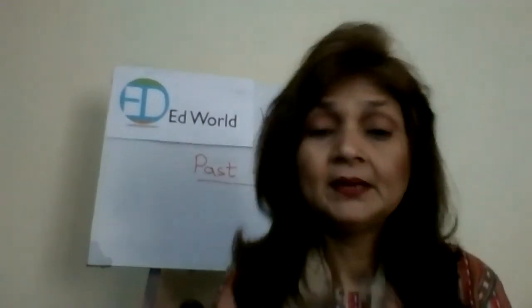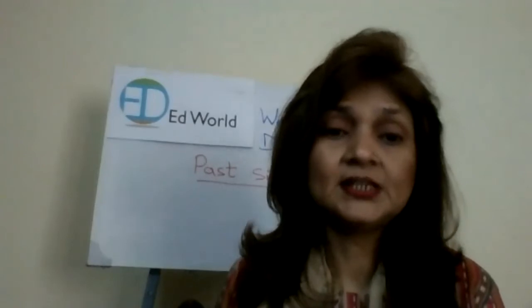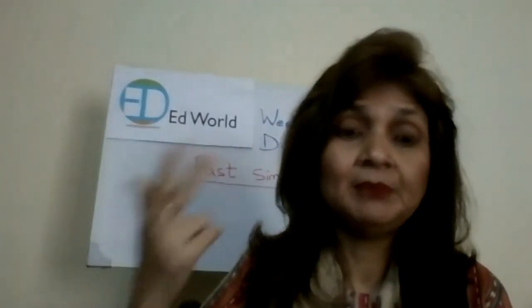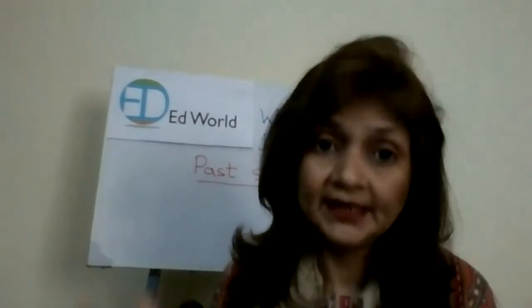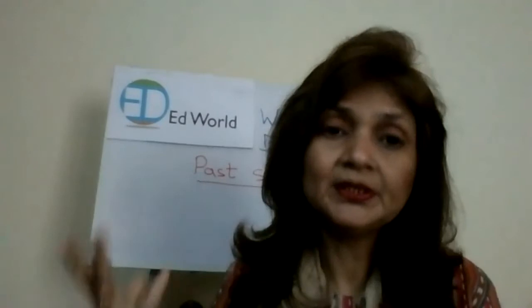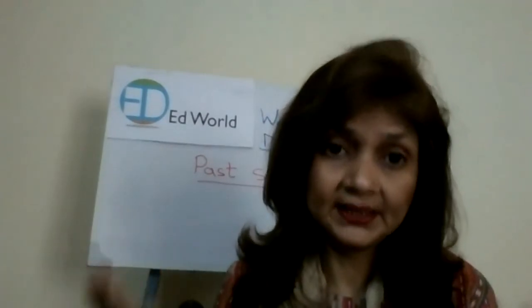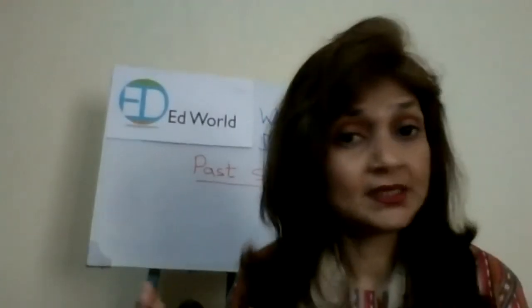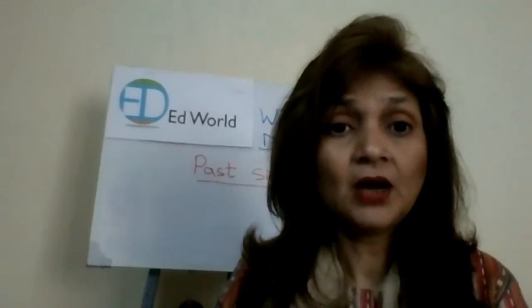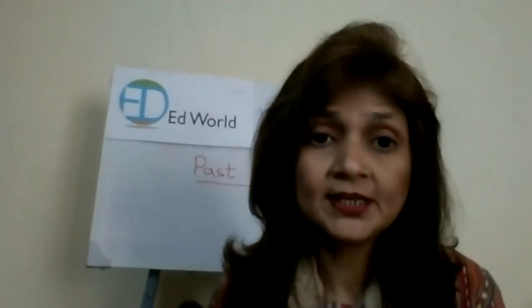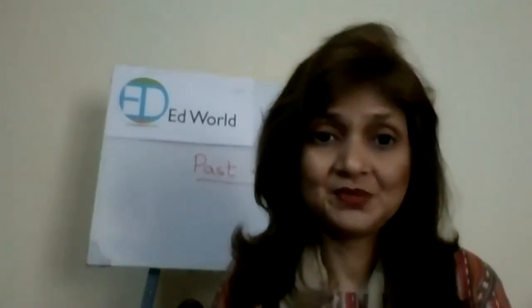So what happened? Past simple tense tells you what people, animals, places or things did in the past. What people, what animals, what different things they did in the past, right? But there are some rules to make past tense, right? Now, how are we going to make verbs into past tense? First, tell me, what are verbs?